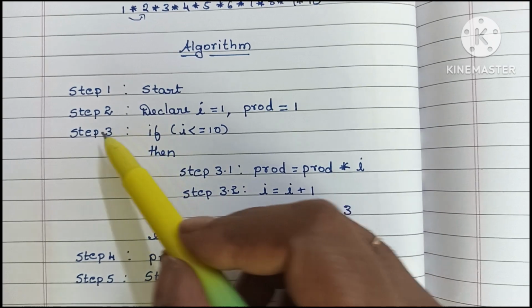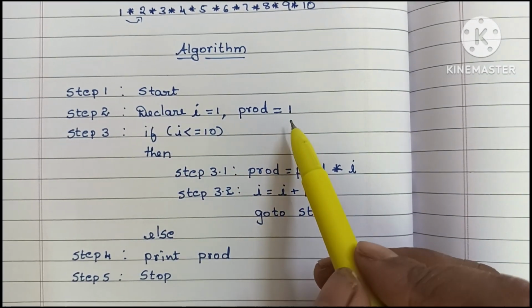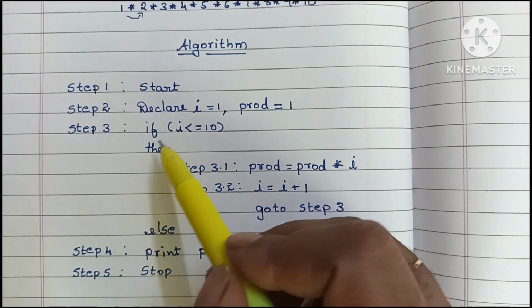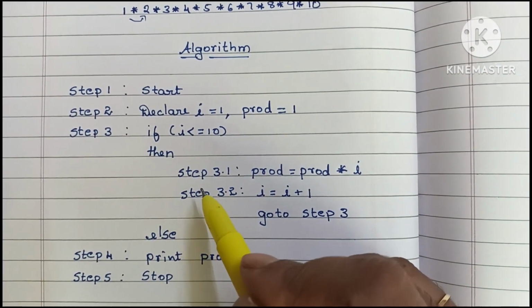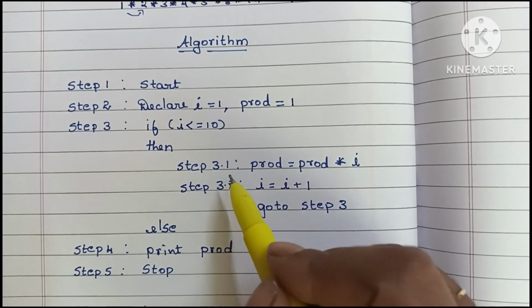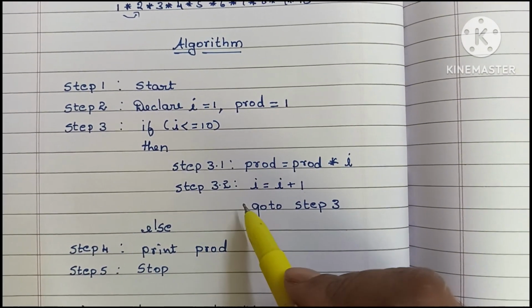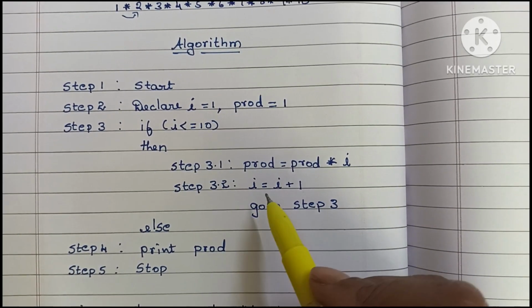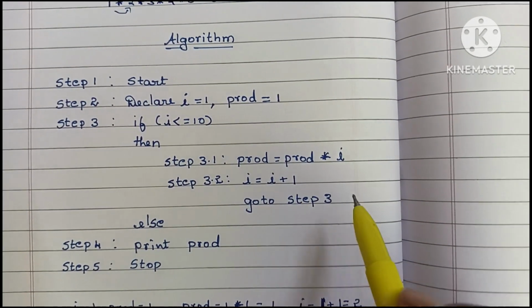Step 1 start. Step 2 we have to declare I value is equal to 1 and product is equal to 1. Step number 3, if I value is less than or equal to 10, if this condition is true, then we have to execute step number 3.1, that is product is equal to product into I. Step number 3.2, we have to increase the value of I by 1. So I is equal to I plus 1.